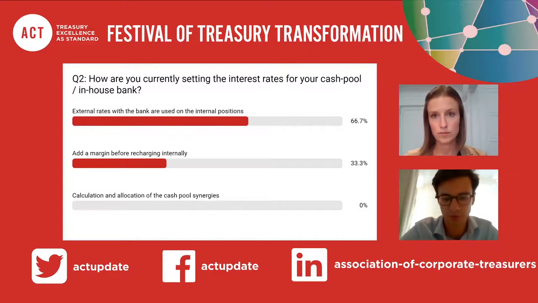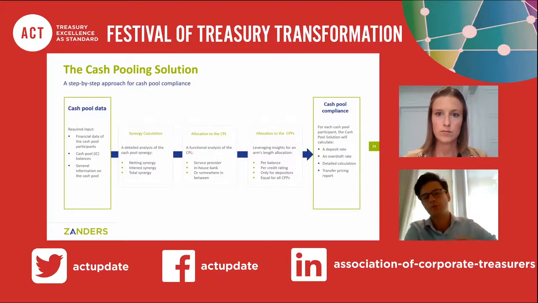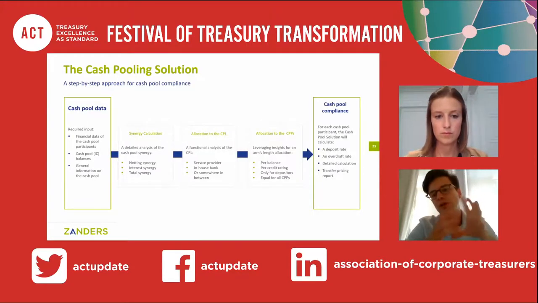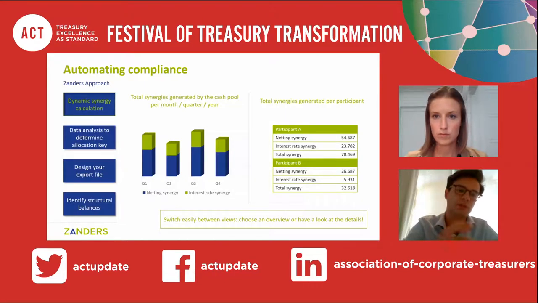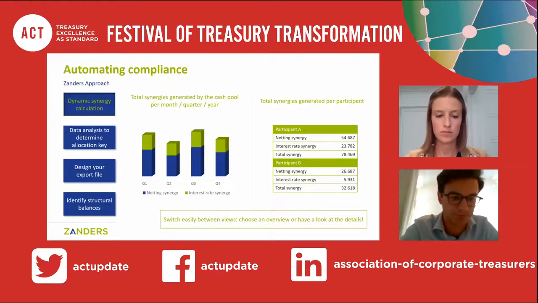If we continue with the presentation, then we have from a practical angle a few tips and tricks if you shift from this process towards the exact quantification of the cash pool synergy and allocation of it. If you go to the next slide, here we see the synergy calculation. You can either do that by time or in a numerical way per participant. And if you are able to design your process in such a way that you can switch between the different views, then it actually will give you increased treasury insights as well.